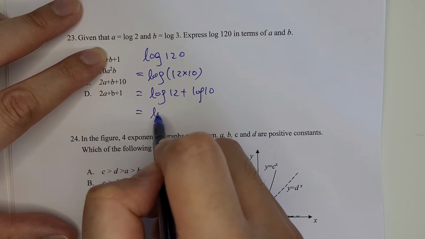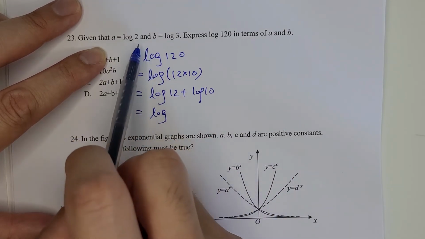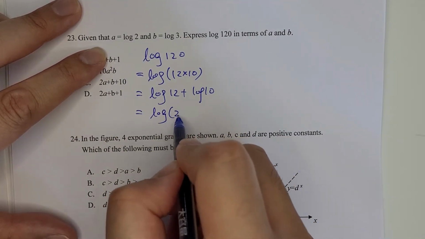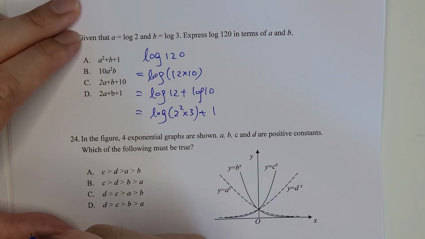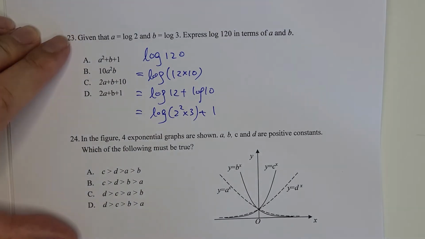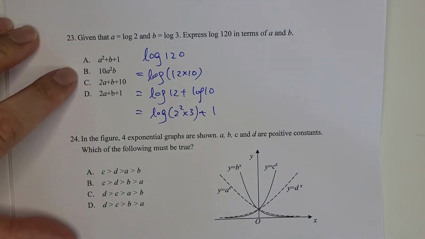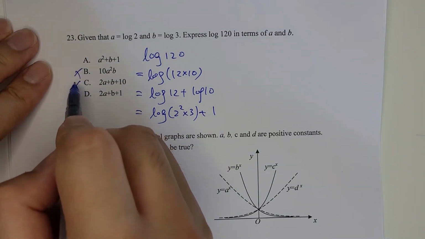And 12, again, you want to change to some number related to 2 and 3. That becomes 2 squared times 3. And log 10 equals 1. Okay? So you can see that any option without plus 1 is not the answer. B and C are not the answer.